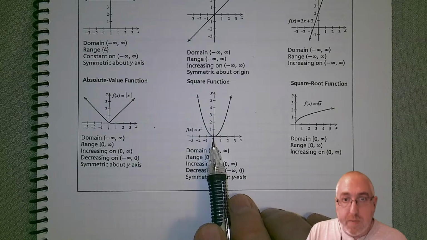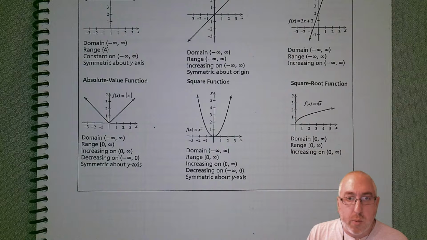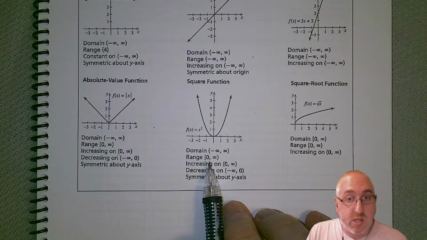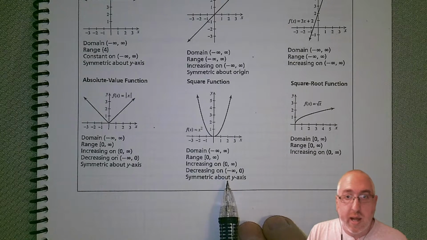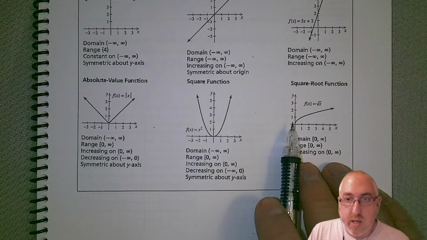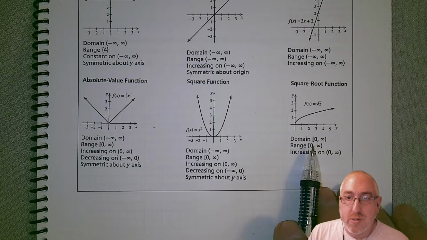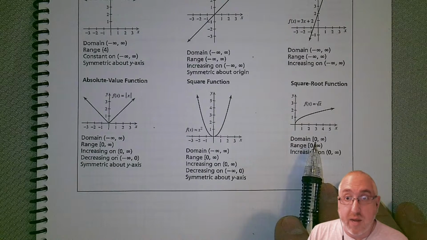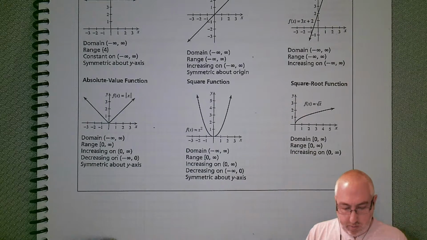Our square function, our standard parabola, is usually centered at the origin, and we can see our domain is all real numbers, and our range is only the positive numbers, including 0, and then our increasing and decreasing and symmetry. Our square root function, you can see, is our standard square root function. Domain, only on the positive side, obviously, including 0. Same with the range, and it's increasing throughout.